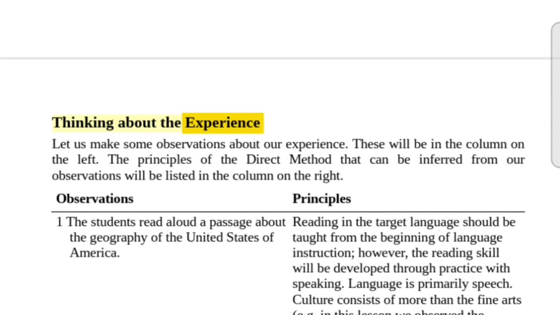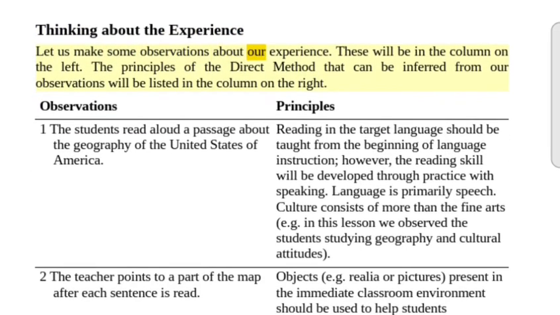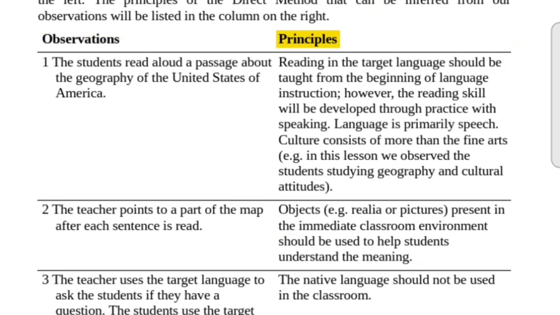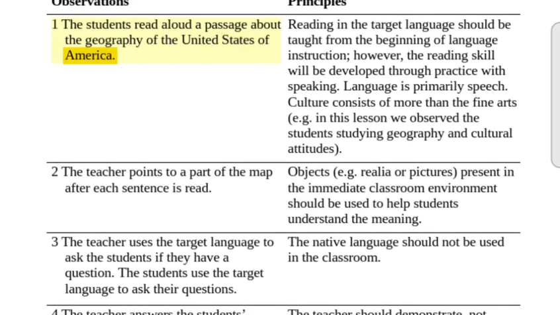Thinking about the experience, let us make some observations about our experience. These will be in the column on the left. The principles of the direct method that can be inferred from our observations will be listed in the column on the right. Observations, Principles. 1. The students read aloud a passage about the geography of the United States of America.